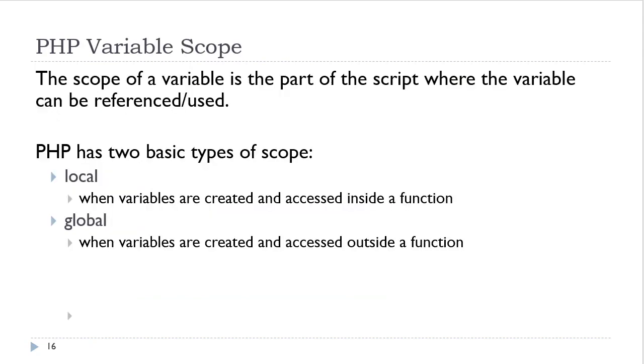PHP variables have what is called scope. Scope refers to the part of the script where the variable can be referenced or used. Up to this point, everything has been essentially global scope because we haven't used any functions yet. When variables are created and accessed inside a function, they are said to have local scope, meaning they are only available inside that function. When they are accessed and created outside that function, they have global scope and are available anywhere outside of that function.